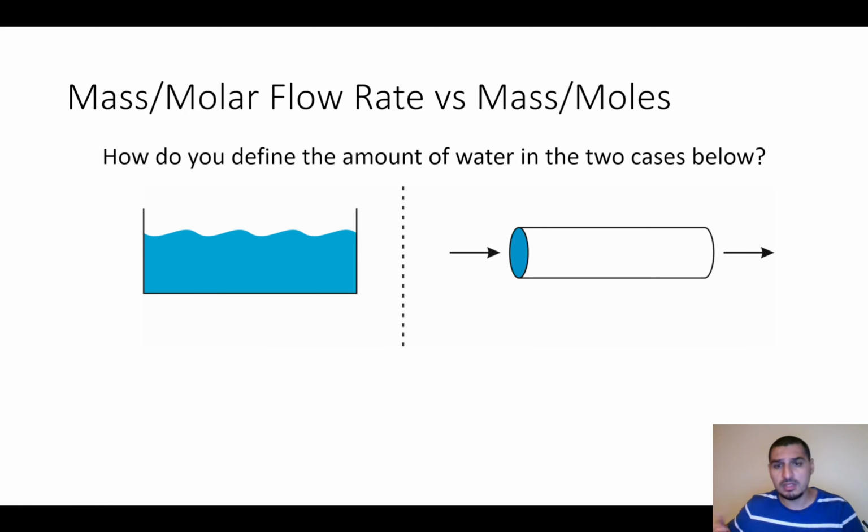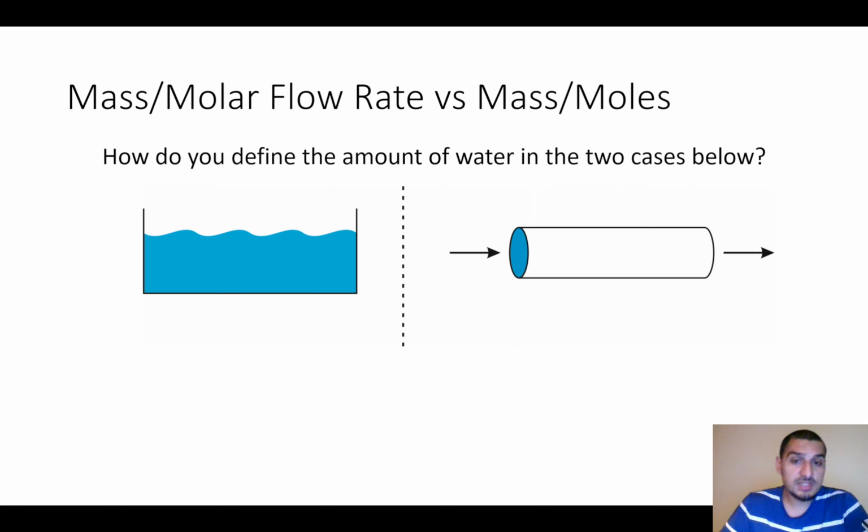Let's say it's water, and in the figure to the right we have a tube or a pipe where the same liquid, which is water, is flowing in and out of the tube. And the question here is, how can we define the amount of water in these two cases? If I need to define the amount of water, I want to know how much water we have here. How can we define them?